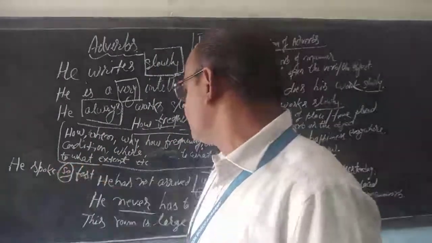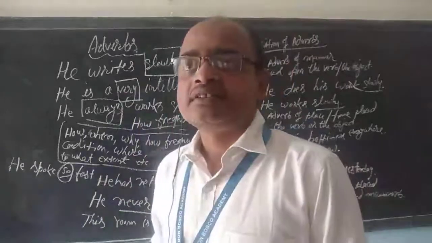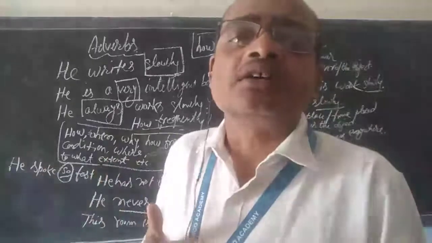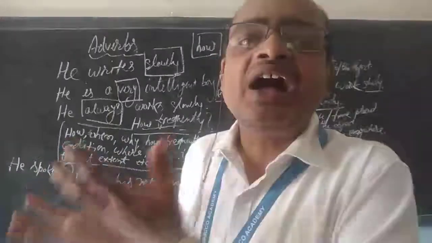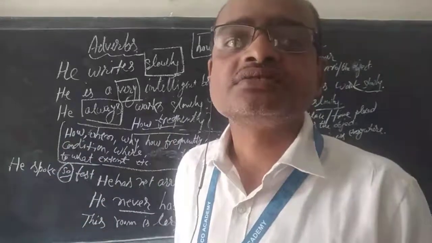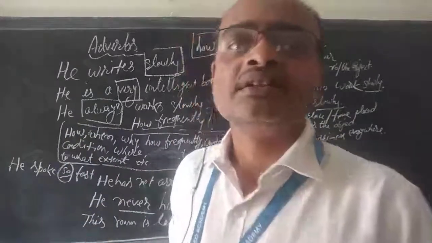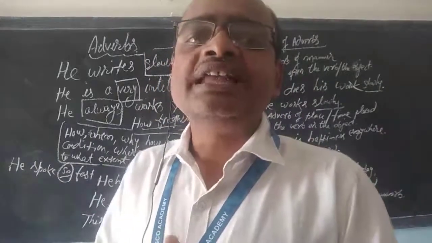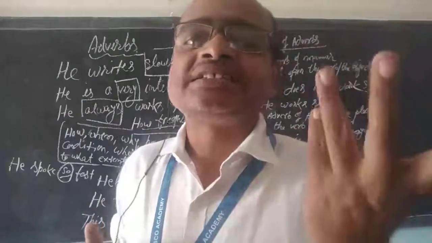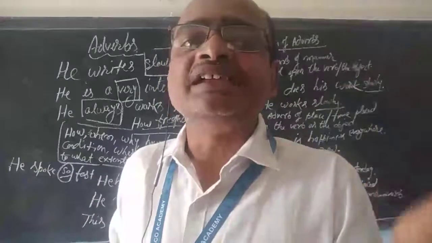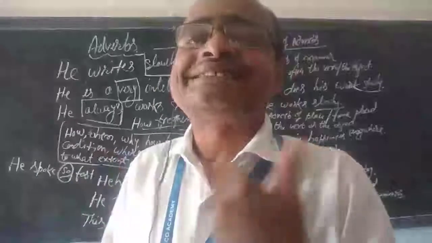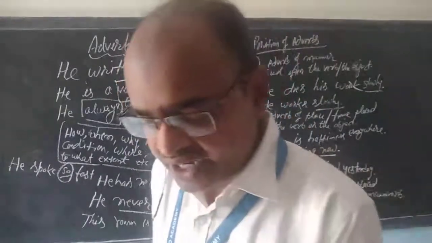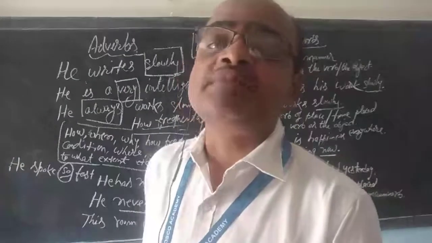So he speaks the way that is very fast. Ask how does he work? The way which is very fast. This is an adverbial clause. Okay. He left when the sun set. What is here? When did he leave? So when the sun set. So here, when the sun set is an adverbial clause. In this way, adverbial phrase also can be identified.